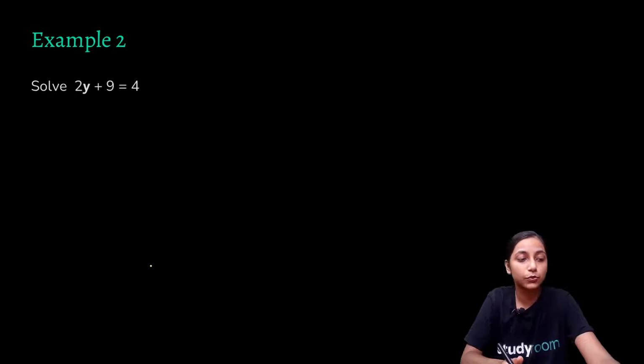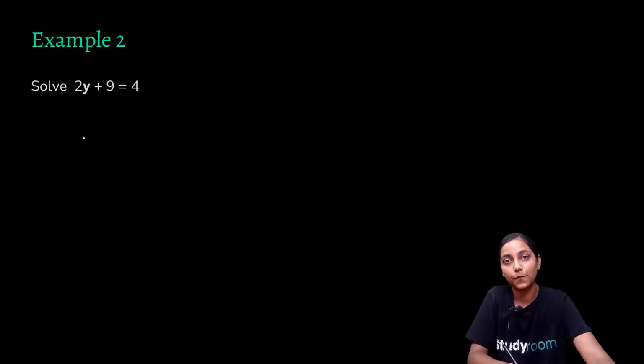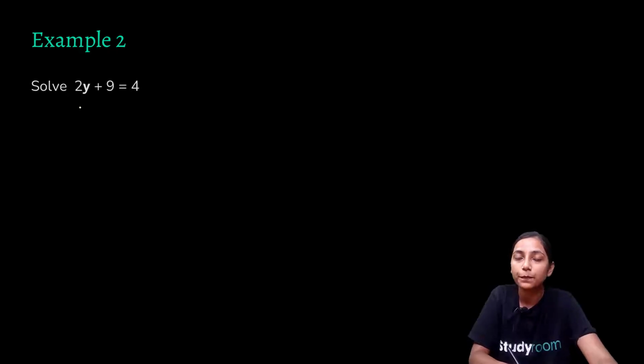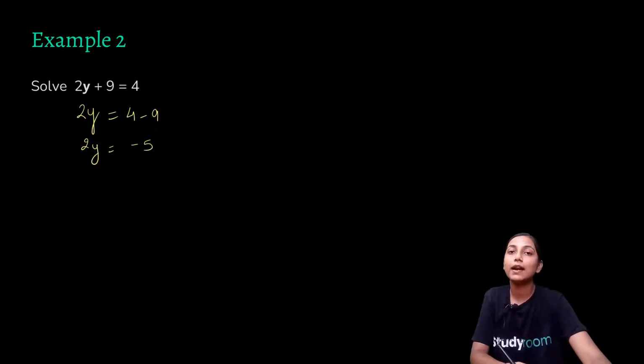Our example number 2 is that we need to solve the equation 2y plus 9 equals 4. Now we again have only one variable, but this time the variable is y. It does not matter what the variable is, we are going to follow the same steps. Our step number 1 will be to keep the variable on this side and the constants on the other side, that is the right hand side. Now plus 9 will go to the right hand side and become minus 9. After solving this, it will be minus 5. 2y equals minus 5.